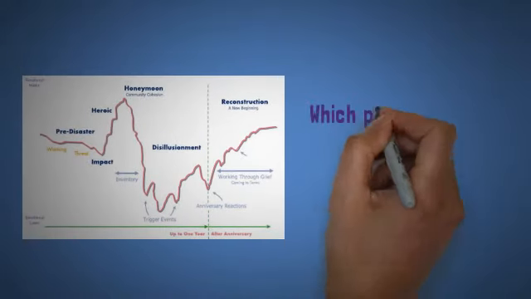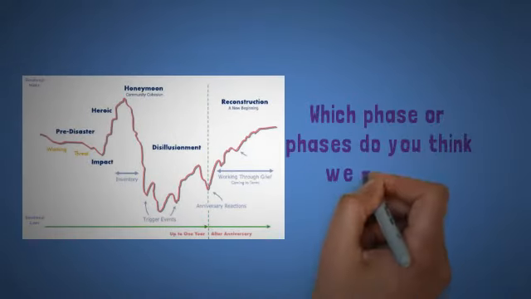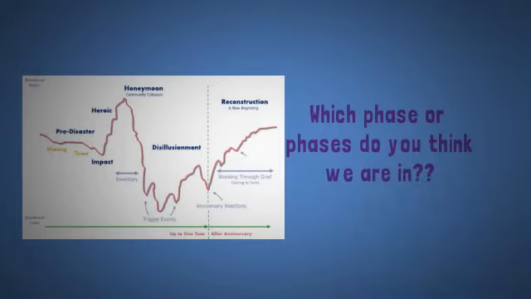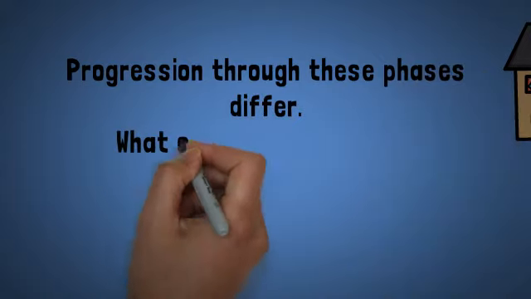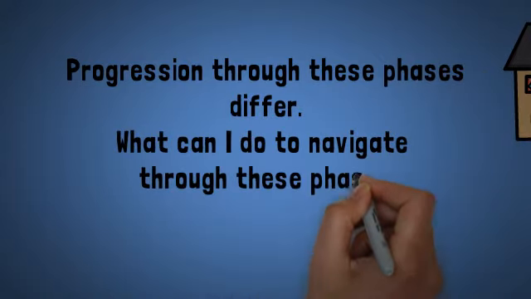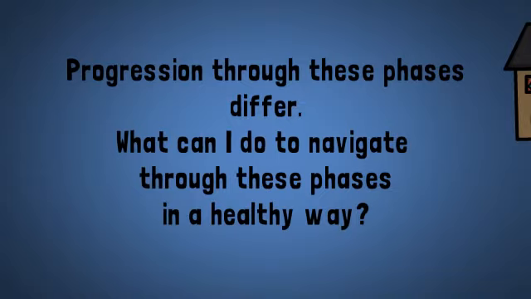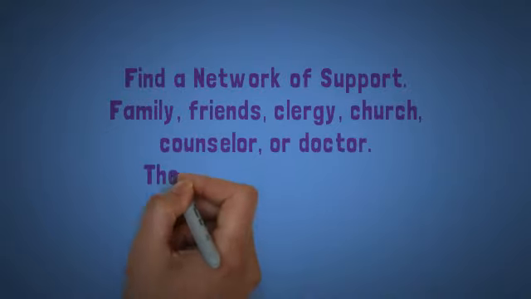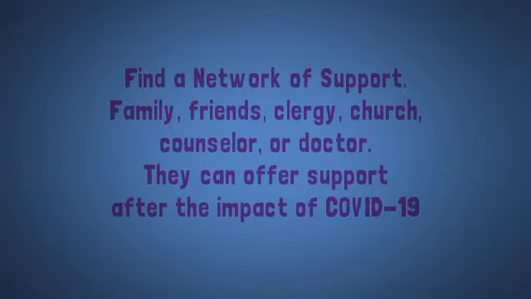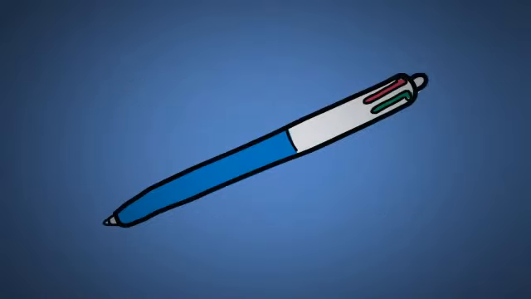Looking at the phases of disaster, which phase or phases do you think that we are in right now? Progression through these phases can differ based on what's going on. So the question is to ask, what can I do to navigate through these phases in a healthy way? First, find a network of support to reach out to. This could be family, friends, clergy, church, therapists, counselors, or doctors. These people can support and encourage you after the impact of COVID-19.